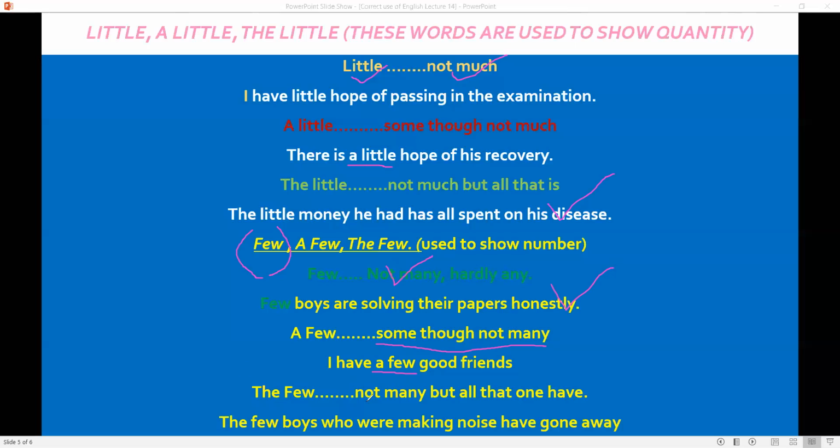The few: not many, but all that one has. The few boys who are making noise have gone away. Few, some, one, two, three, four. These boys were making noise and they have gone away now. One more thing: little is used with quantity. Few is used with number. Little is used with uncountable nouns, and few is used with countable nouns. These are the differences. If you know them correctly, you can use them correctly in writing and speaking.